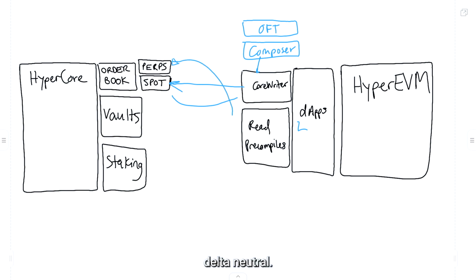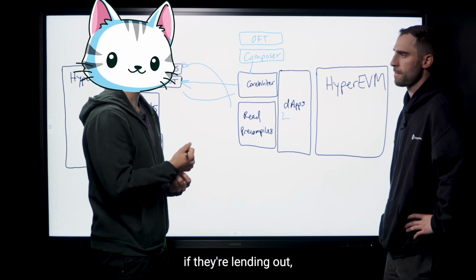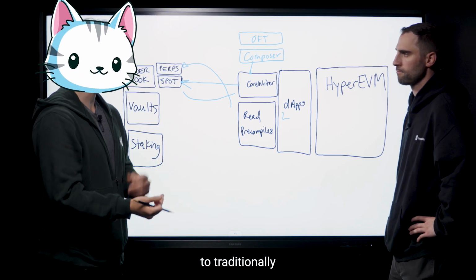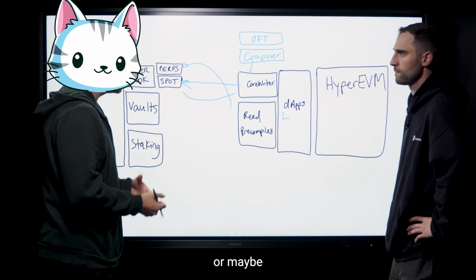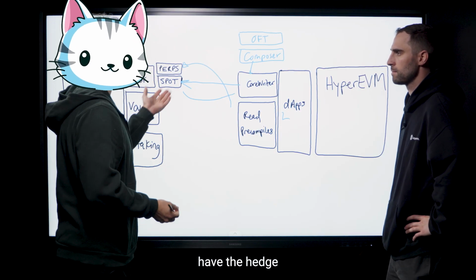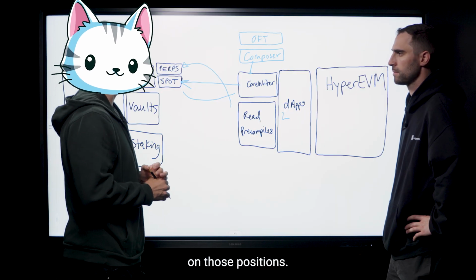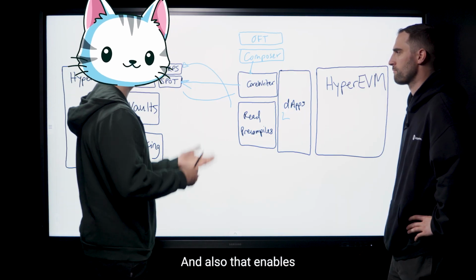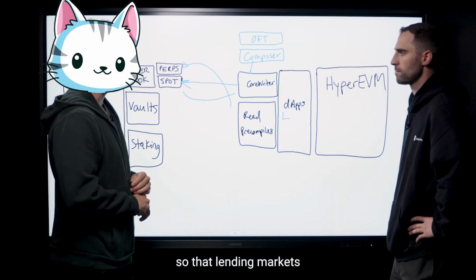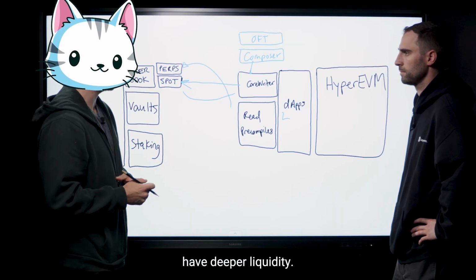So they're essentially delta neutral, and they don't actually get exposure to the volatility if they're lending out a traditionally less liquid asset, or maybe it's not illiquid now, but in the future it becomes liquid. They can always have the hedge so that they will never incur bad debt and can be delta neutral on those positions. And also that enables higher loan to value ratios so that lending markets can actually tap into and enable users to have deeper liquidity.